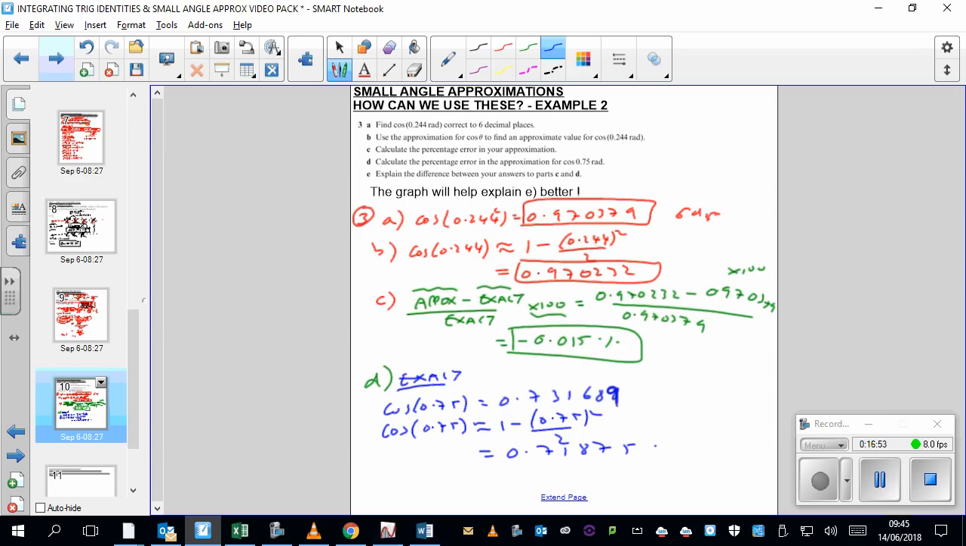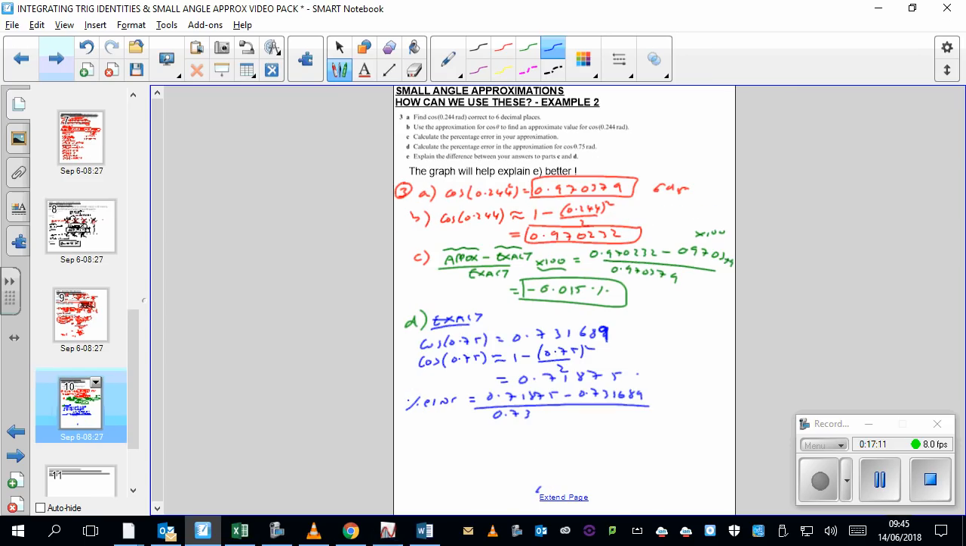0.71875. So percentage error, we know, is approx minus exact over exact times 100. So approx minus exact over exact times by 100. So this is, what's that? There's your approx.